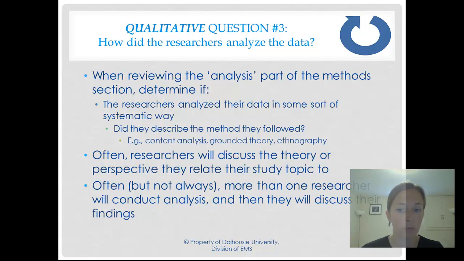It's beyond the scope of this course to go into each of these types of analysis methods. So in particular, what you want to focus on at this point is to detect some type of method used in the research study that you're looking at.